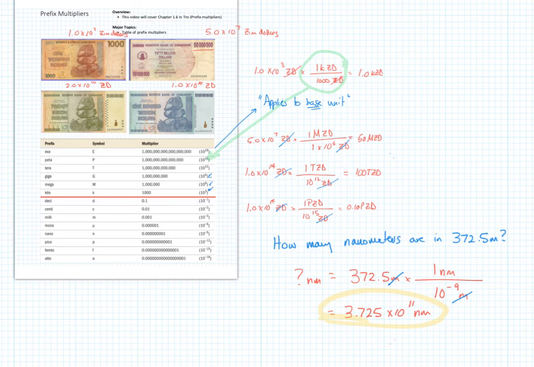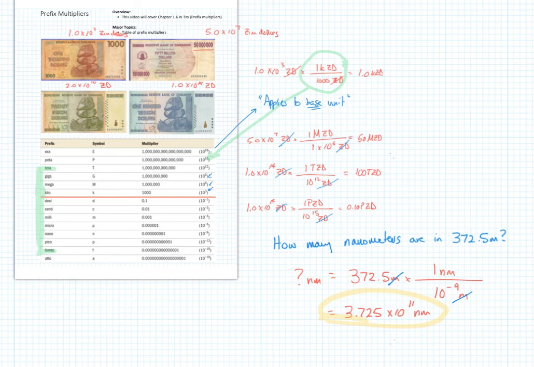Okay, again, I'm just going to recap here now. This table has these different prefixes. I should make one more point here, and that is, as far as we're concerned in this class, you need to know from tera down to femto. Okay, you need to commit this to memory. You do not need to know peta, exa, or atto, but you need to know all the ones in between.